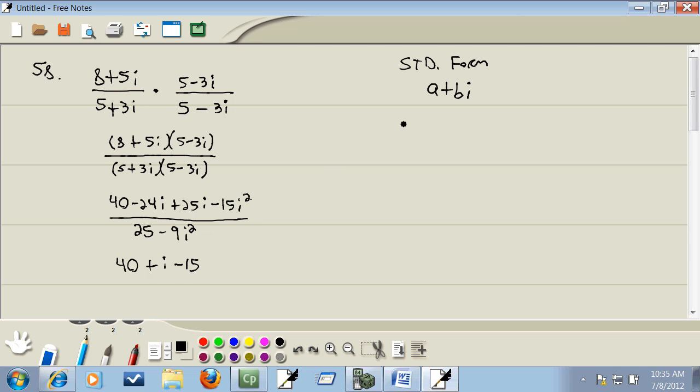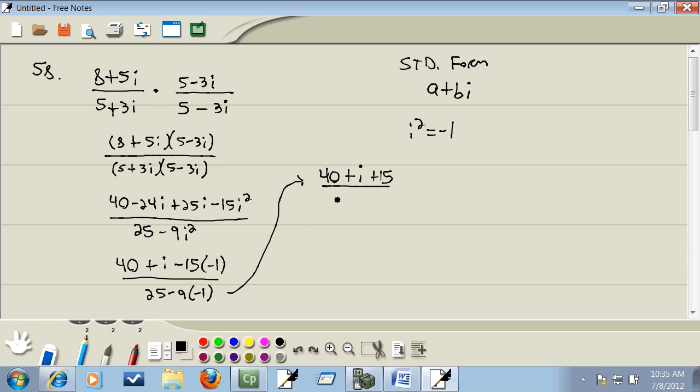And remember that i squared is equal to negative 1. So we can replace this i squared here with negative 1 and do the same thing down below. The i squared becomes a negative 1. So I got 40 plus i. Negative 15 times negative 1 gives us a positive 15. And negative 9 times negative 1 gives us a positive 9.